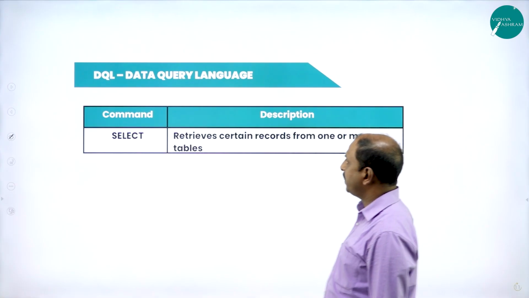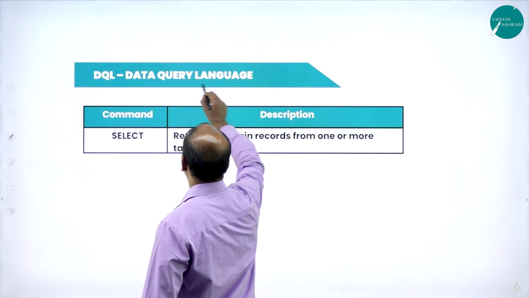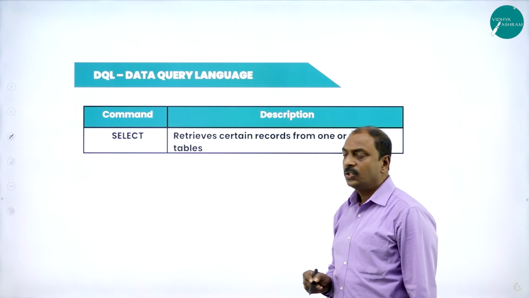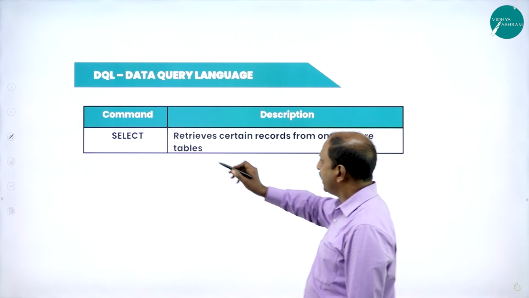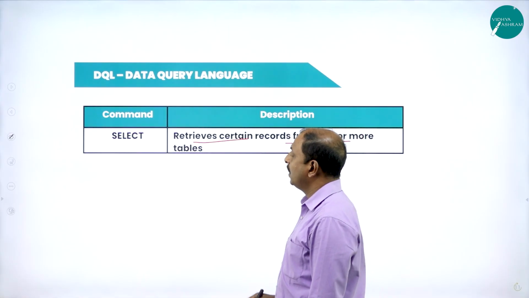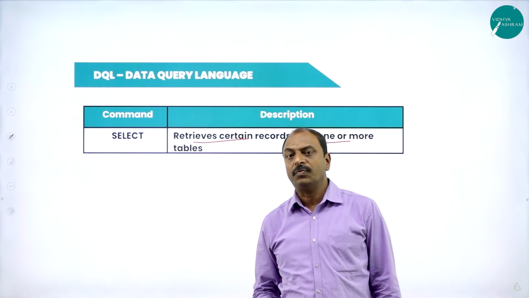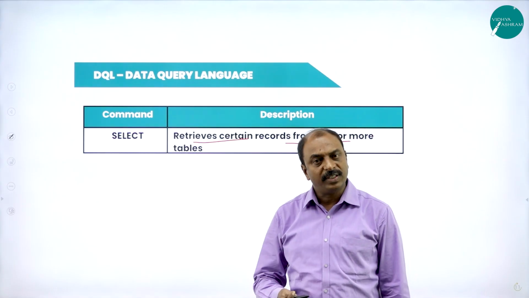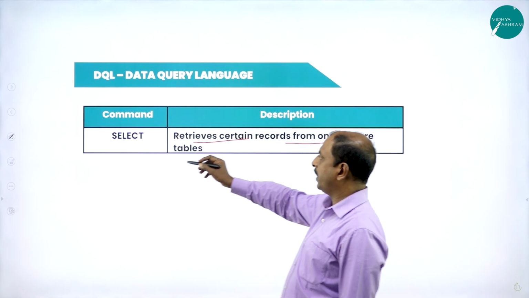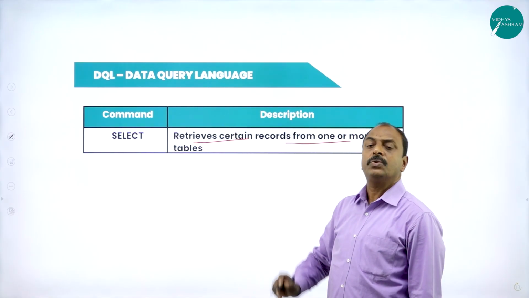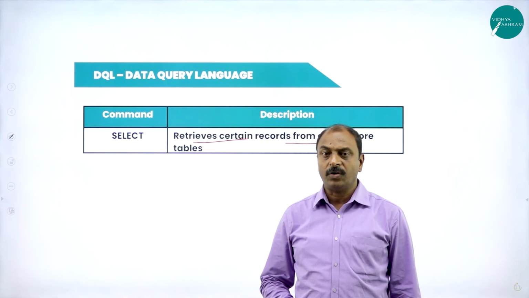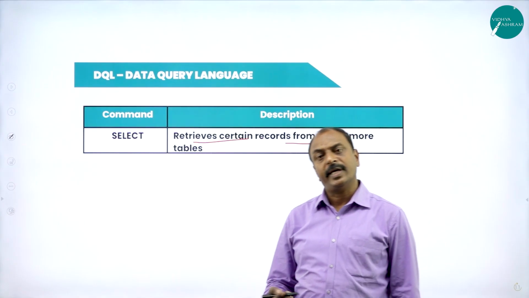In the next slide, we will see DQL, data query language. Under this, we have one command, that is the select command. So what is the function of the select command? The select command is used to retrieve certain records from one or more tables. We know that one of the functions of a database or SQL language is to fetch data. So to fetch or retrieve the data, we are using the select command, which is a DQL command. The select command is used to retrieve the data from one table or more than one table.